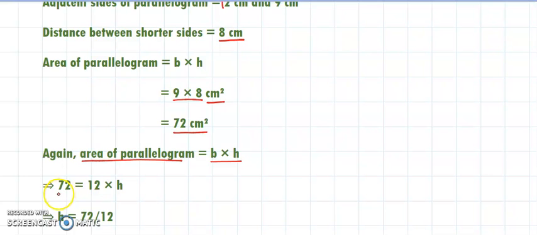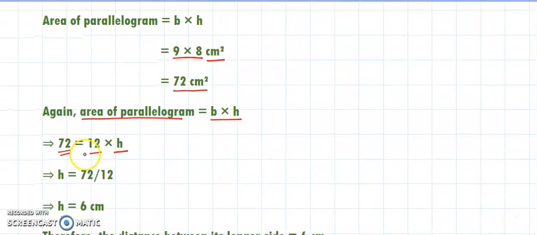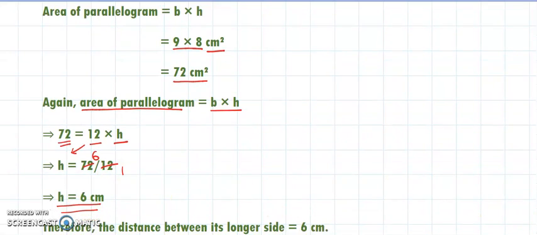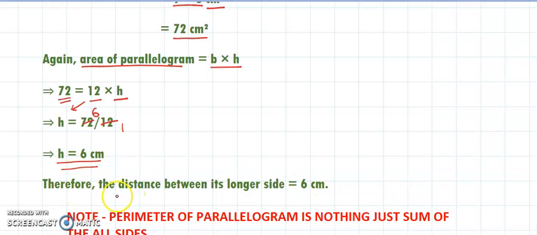So the area we have obtained was already 72, and one side is given as 12 centimeter. Let us take the other side as h. The h we have to find out. So we are going to shift this 12 to the denominator, and you know that 12 ones are 12 and 12 sixes are 72. So we have obtained the value of h as 6 centimeter. So finally we can say that the distance between its longer sides is 6 centimeter. That's a different kind of question.